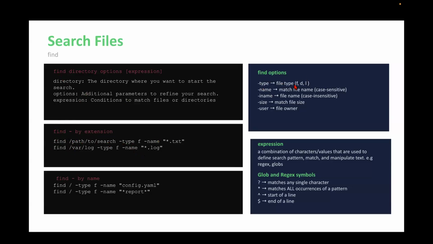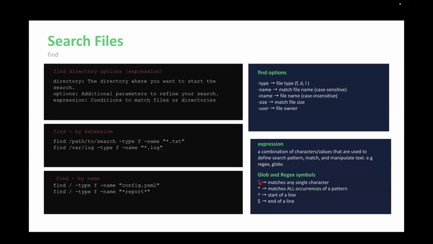So for the options that we have, you have type. When you see type, you're talking about the file type, which is usually f for file, d for directory, l for link, b for blocks, c for characters, etc. So depending on your file type, then the name of the file, which is usually where you would have more of the expressions.